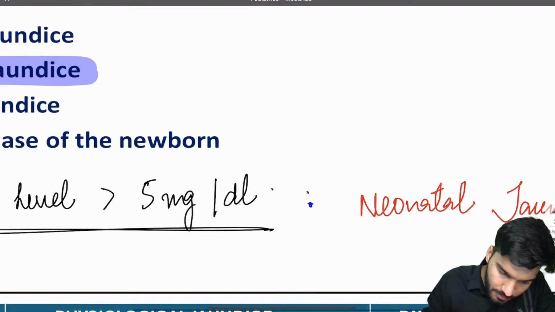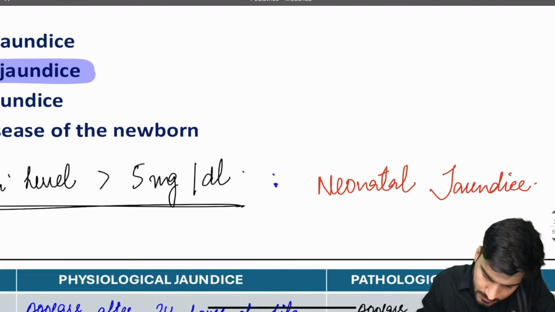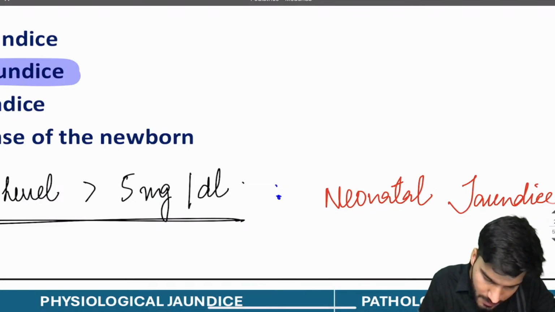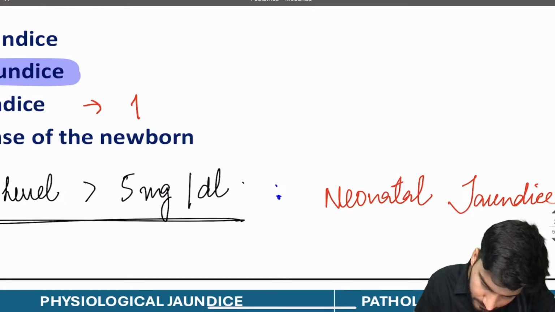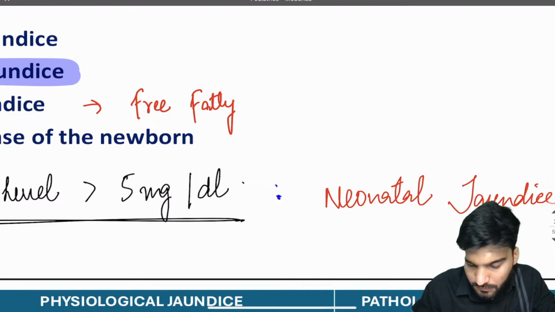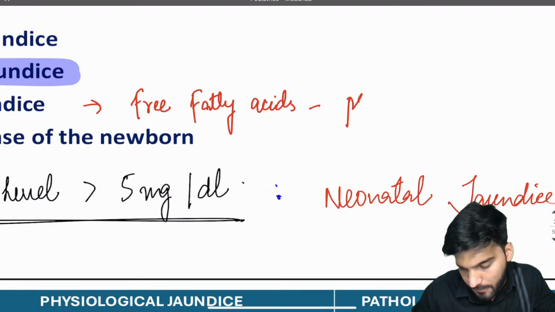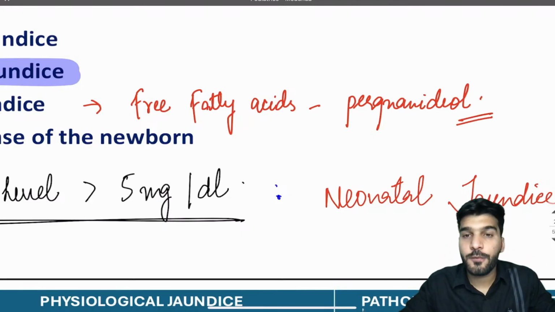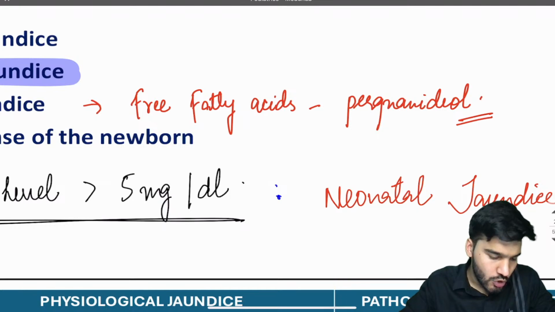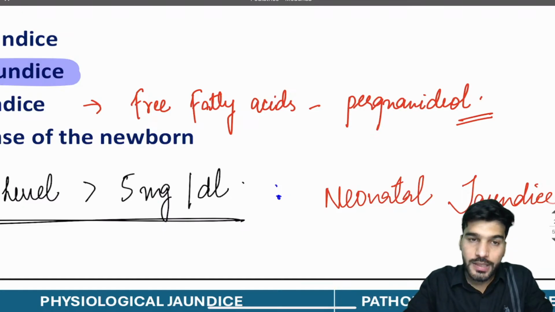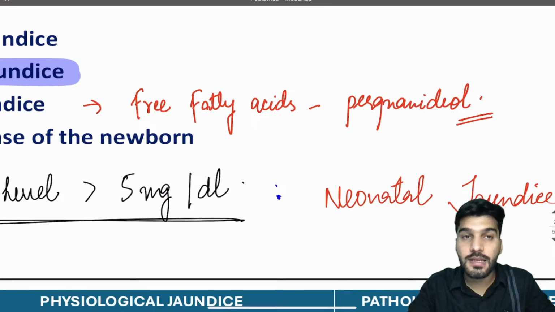So what are the substances? Just remember that substances like free fatty acids and pregnanediol interfere with the conjugation of the bilirubin and eventually lead to the jaundice. That is called breast milk jaundice.